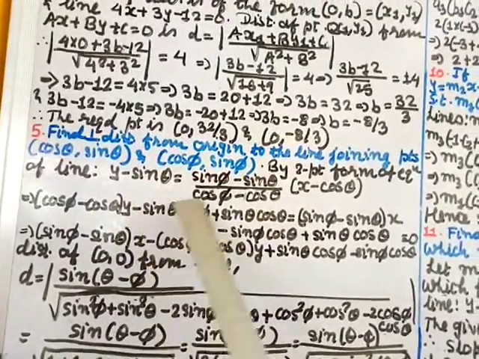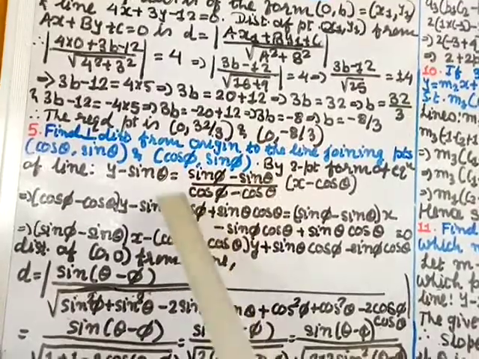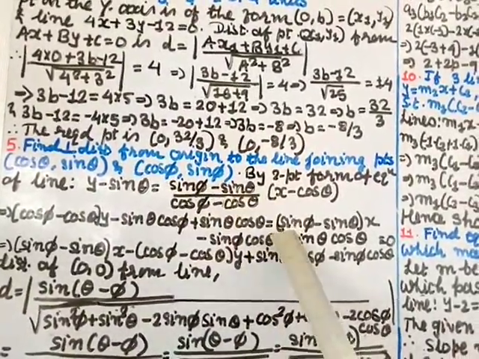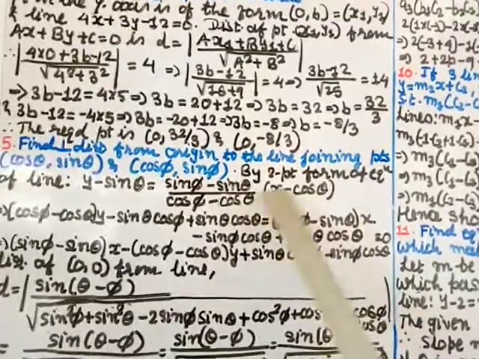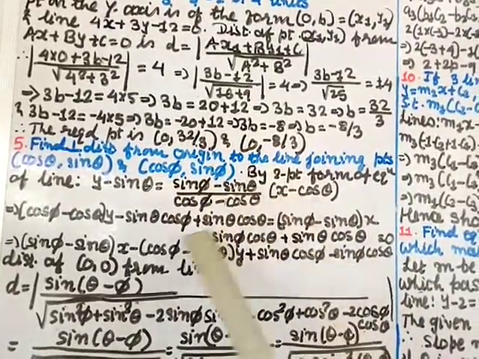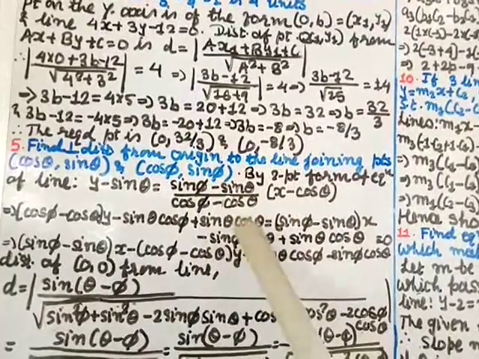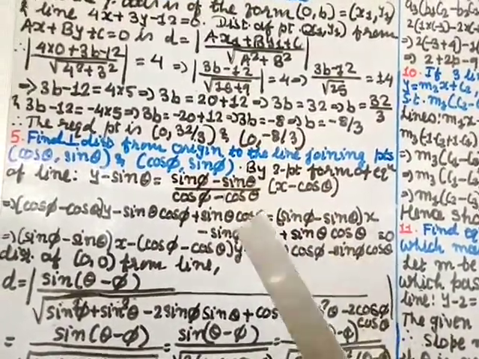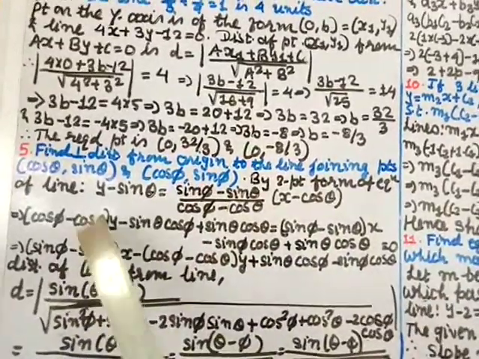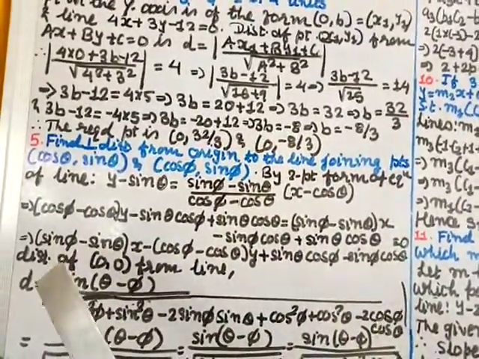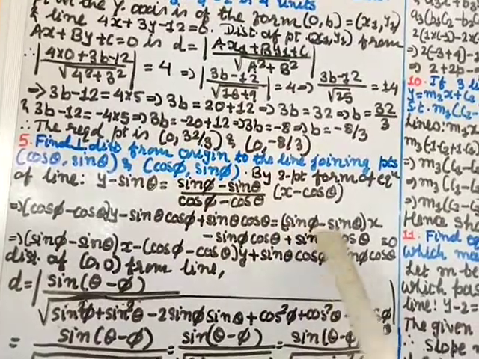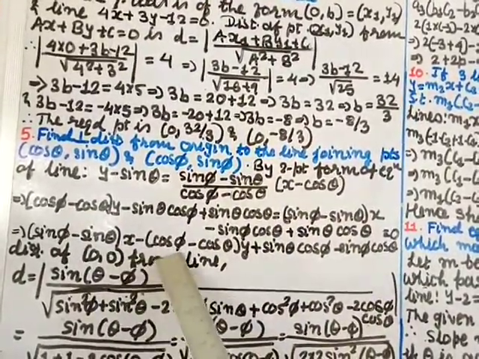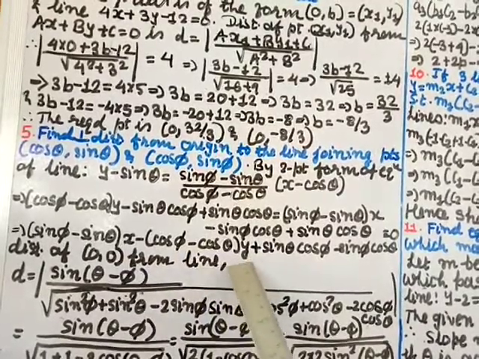So minus sin theta cos phi plus sin theta cos theta equal to x into this together, sin phi minus sin theta into x, and this I will multiply individually. So minus sin phi into cos theta plus sin theta into cos theta. Okay, now here see, let us transfer all the terms over this side. Okay, so this one, sin phi minus sin theta into x as it is, and this if I transfer over here, you get minus cos phi minus cos theta into y.